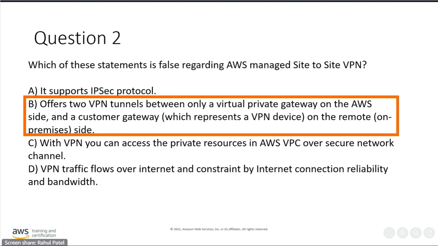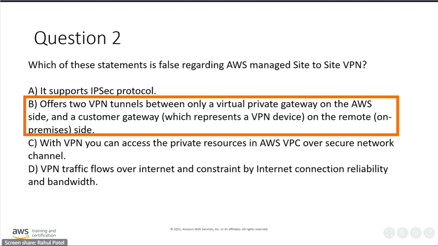B says: offers two VPN tunnels between only a virtual private gateway on the AWS side and a customer gateway, which represents a VPN device on the remote on-premises side. This statement is actually false. So we need to identify which statement is false related to site-to-site VPN here.